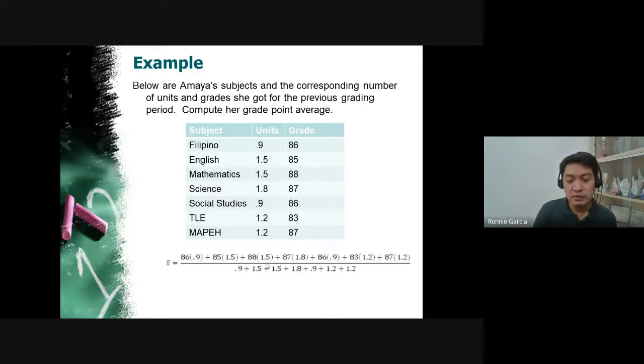After that, you divide the overall result by the total number of units. Yun siya, ang units ang nag-represent ng weight dito. So you add all the number of units, 0.9 plus 1.5 plus 1.5 plus 1.8 plus 0.9 plus 1.2 plus 1.2. That will be your divisor. So if you are going to calculate using your own calculator right now, before I reveal the answer, what is the general average of Amaya?